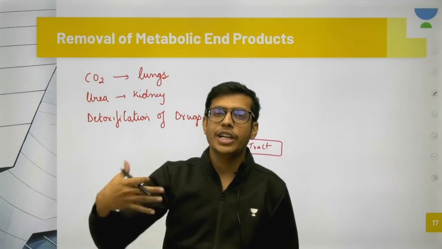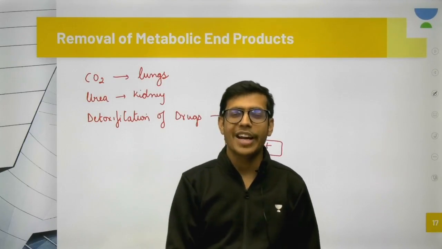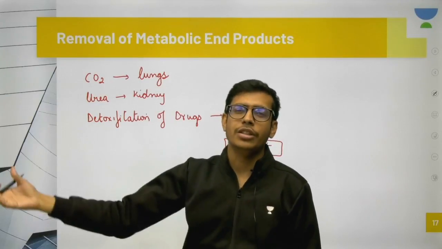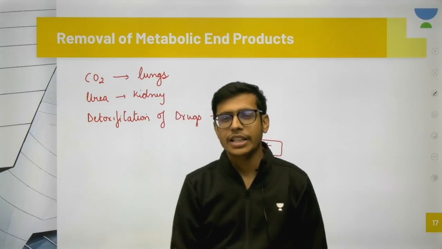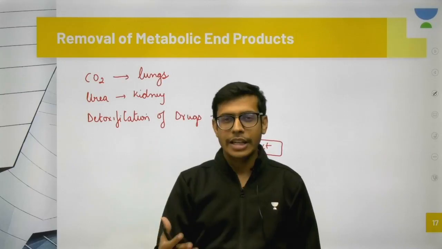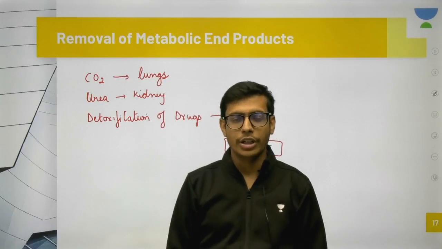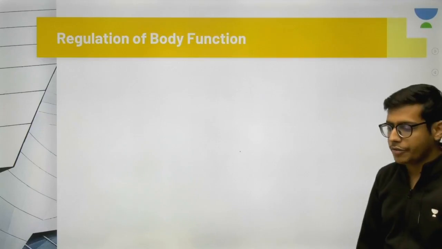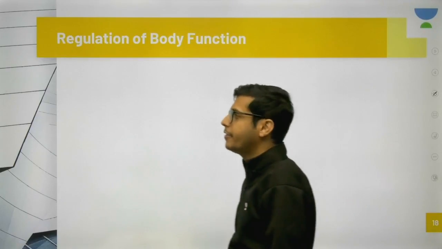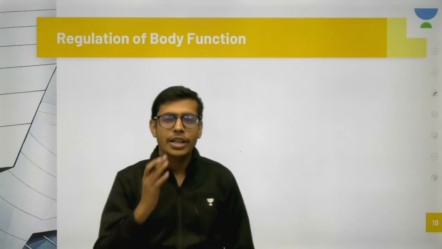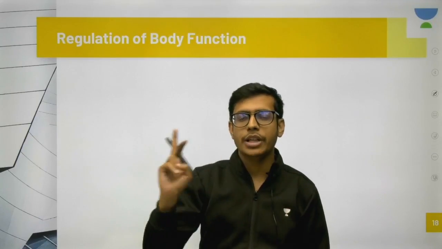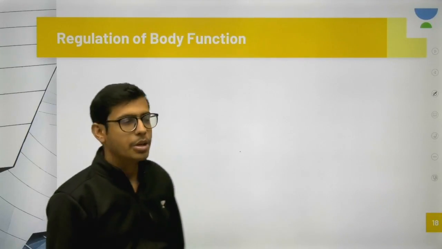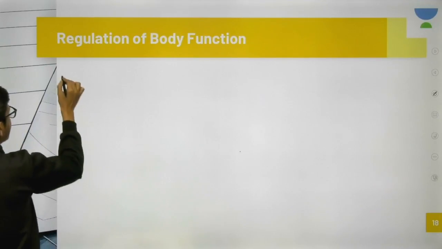If the level of urea rises in my body, it has an adverse effect on my body. If the level of any substance is not excreted, be it vitamins, be it anything, all water soluble vitamins in excess quantities are removed in urine, right? Then comes regulation of our body function. Now every function in our body is regulated by two major aspects. One is neural regulation and the second one is chemical regulation.